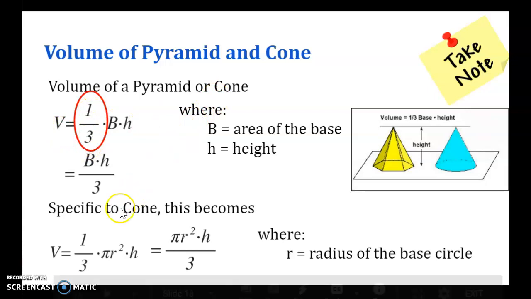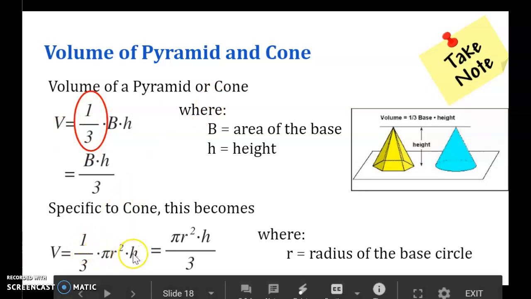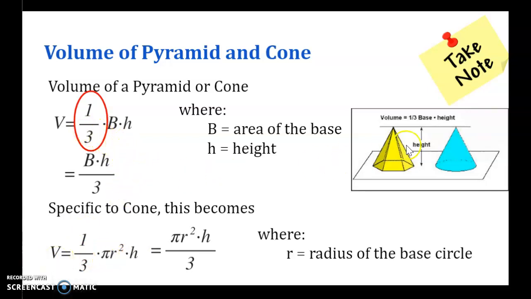And likewise for a cone, it's the volume of the cylinder. This is the volume of the cylinder, and you multiply that by a third and you get the volume of the cone. So again, the volume of a pyramid and a cone is just going to be a third of the corresponding prism or cylinder, in whichever case it might be.